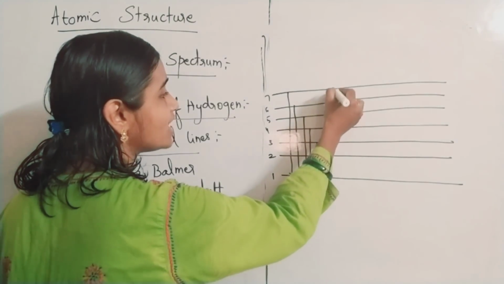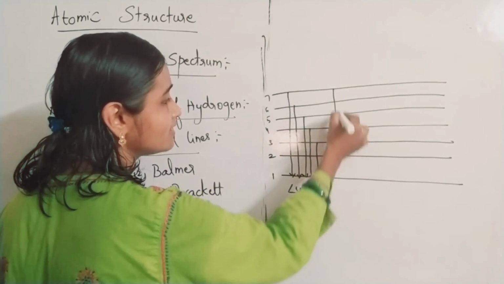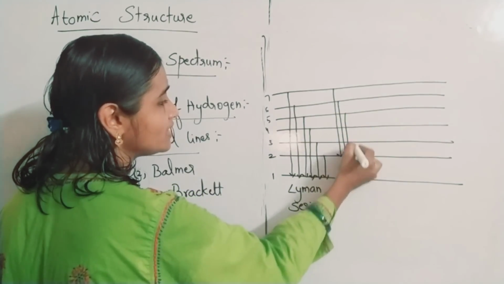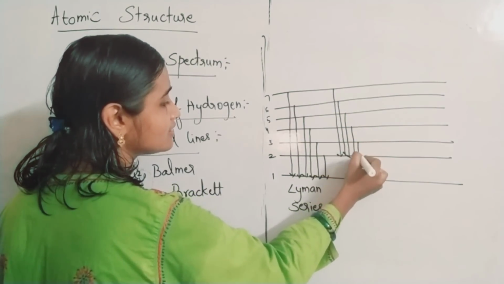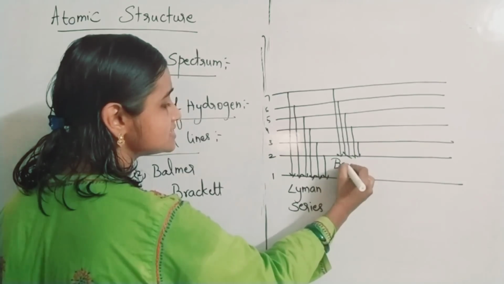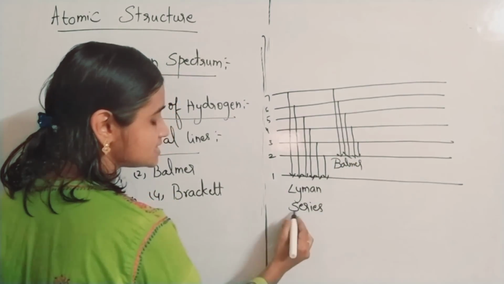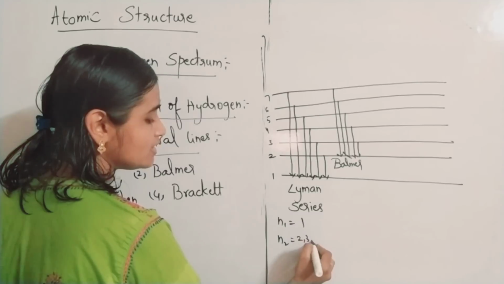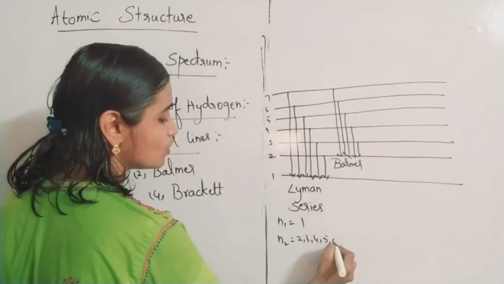Similarly, if electrons return from any of the higher energy levels to the second orbit, they all come under the Balmer series. This is the Lyman series: n1 is 1, n2 can be 2, 3, 4, 5 and so on.